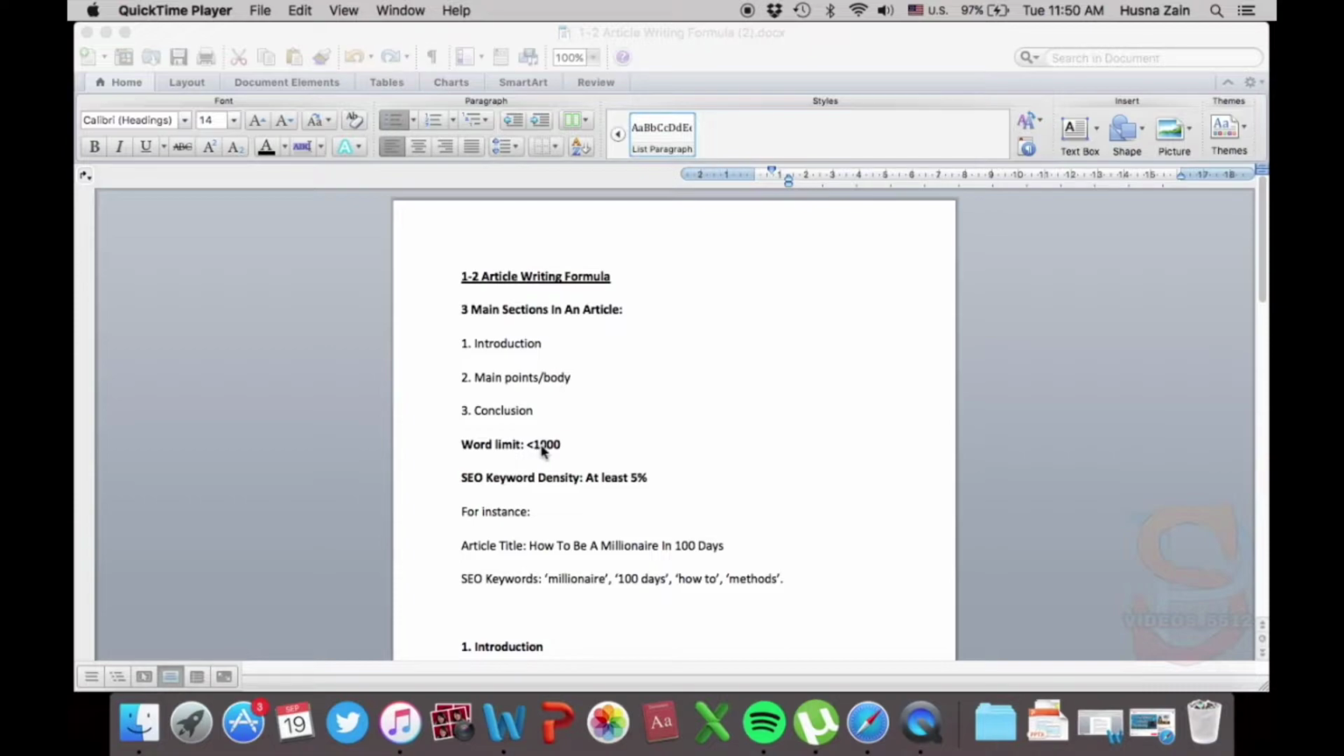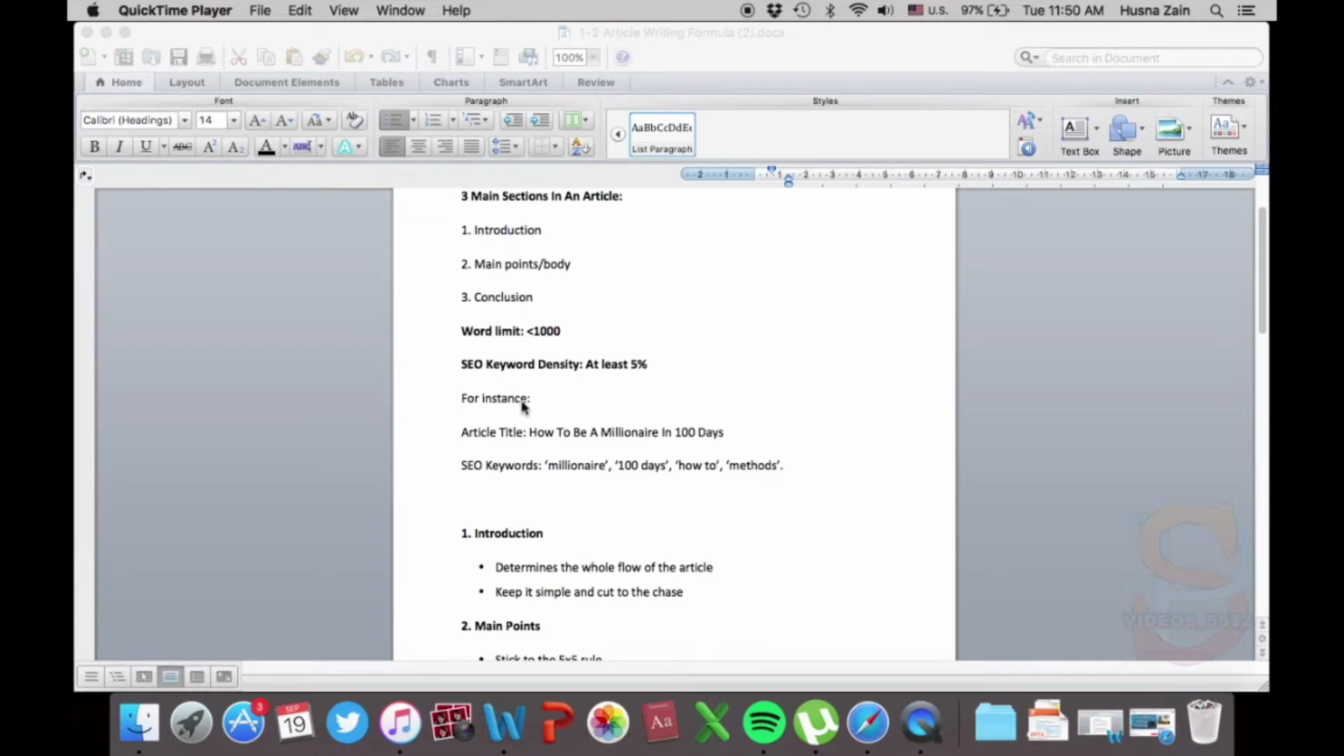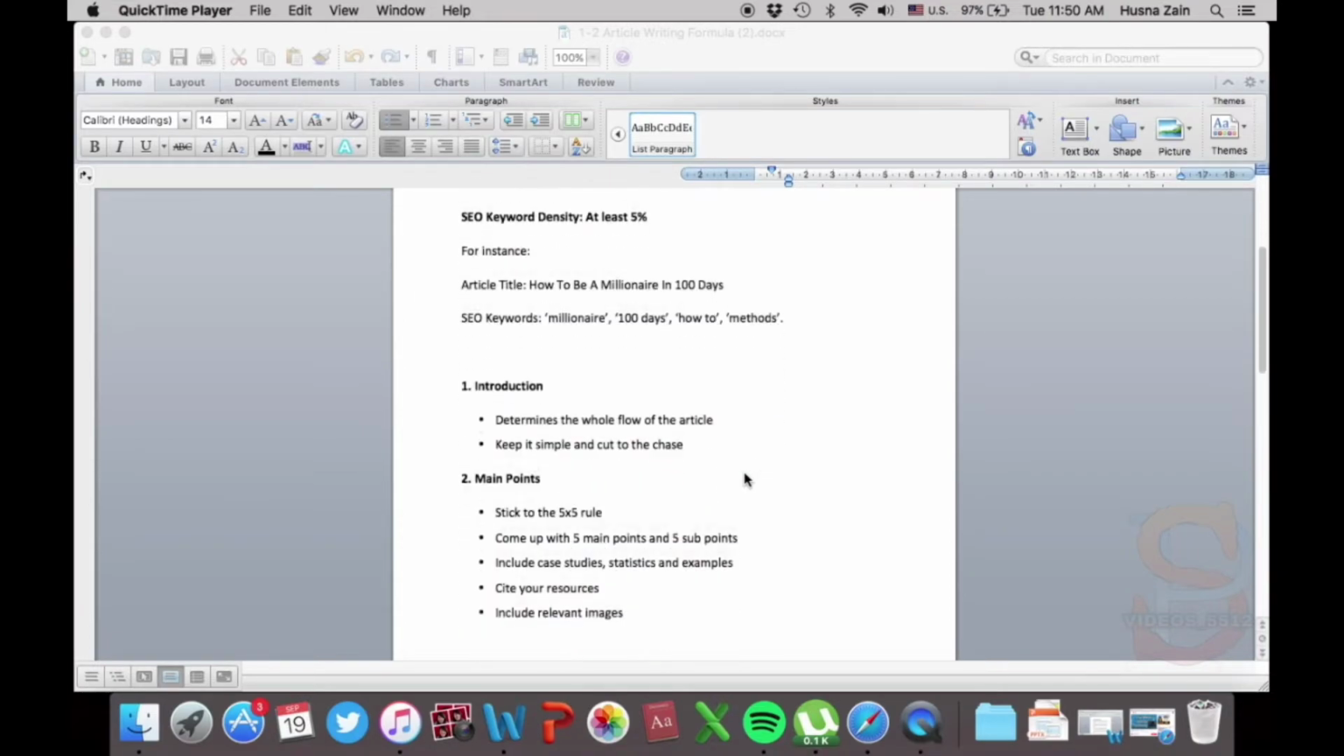Before writing your article, the rule of thumb is to keep your word limit to 1,000 words and ensure that your search engine optimization (SEO) keyword density is at least 5%. This means if your article is entitled How to Be a Millionaire in 100 Days, you need to have the related keyword, that is, millionaire in 100 days, as well as the different effective methods in becoming a millionaire. As a result, when people are searching for topics related to your article, it will show up first in the search engine results page because of the keyword density.